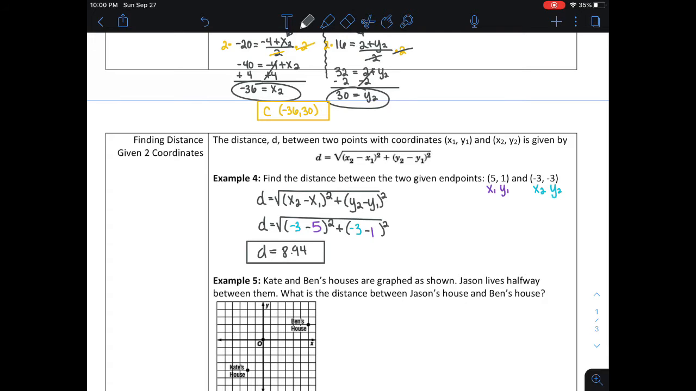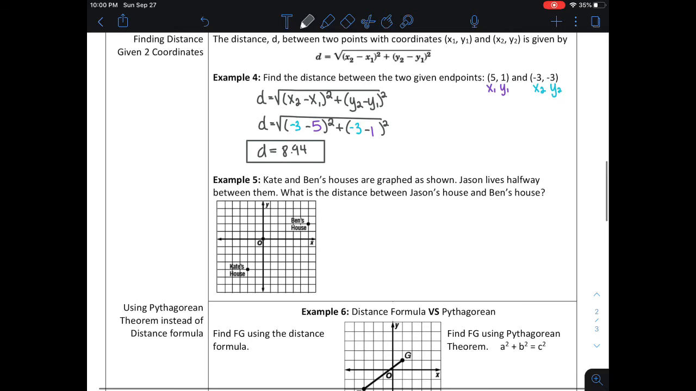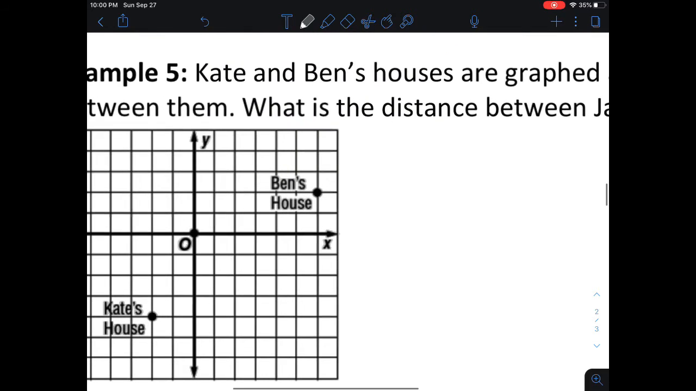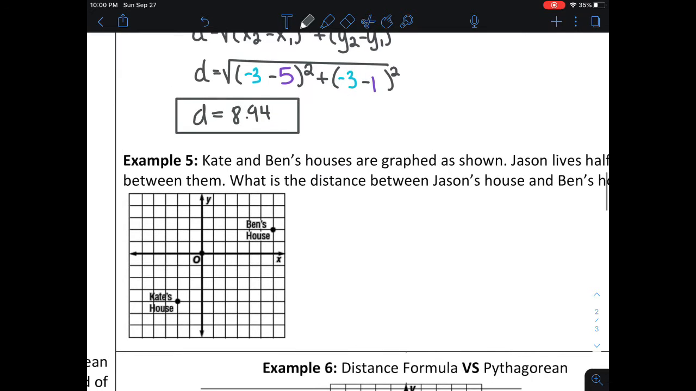All right, example 5. Kate and Ben's house are graphed below. Jason lives halfway between them. What's the distance between Jason's house and Ben's house? So basically we need to find the midpoint and then find the distance, or we could find the distance between Ben and Kate's house and divide by 2. Oh yeah, honey, we got options. We got 2 options.